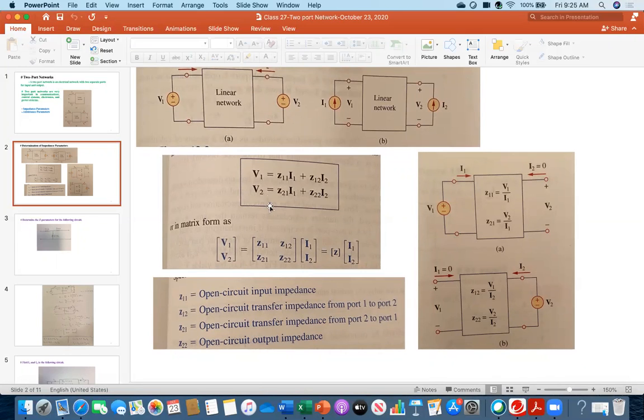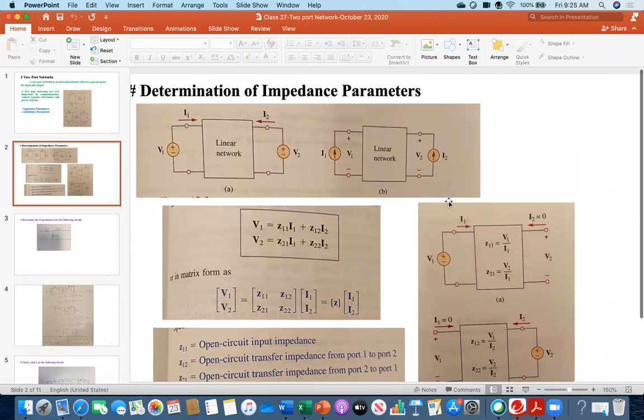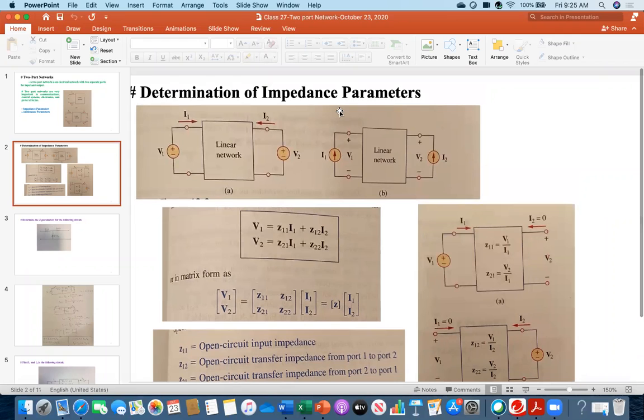Now based on that, in these two equations, put I1 equal to 0, because it is open. If you do that, you are getting G12 as V1 over I2. You see, that is the thing written here. And similarly, G22 is V2 over I2. So by using these techniques, by keeping this port open or that port open, you are able to find out all those four parameters. So this is called the method to determine the impedance parameters.